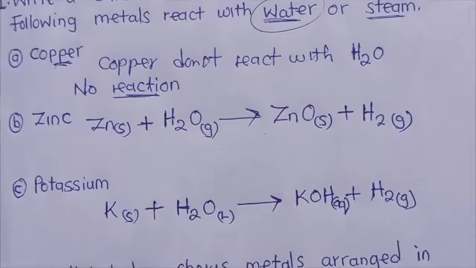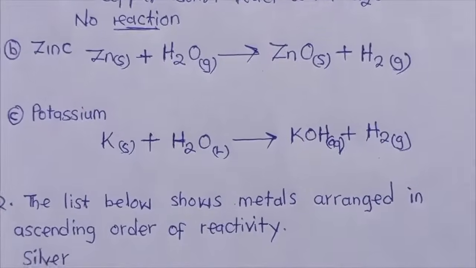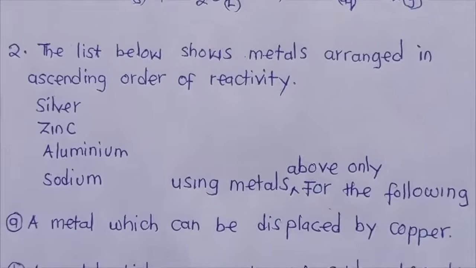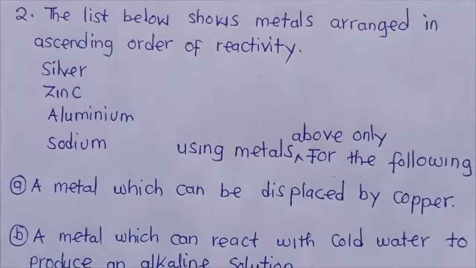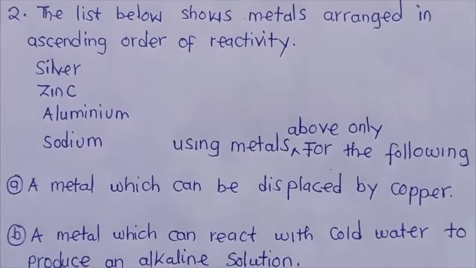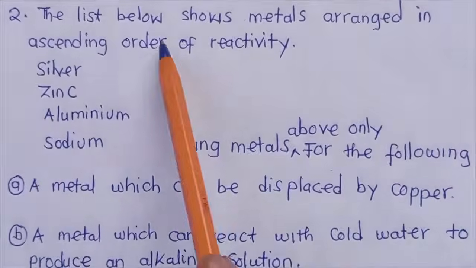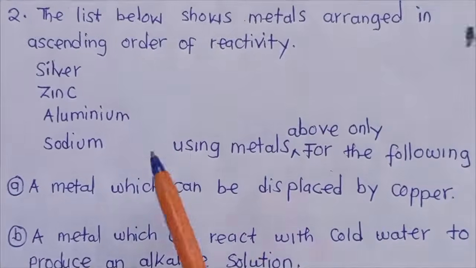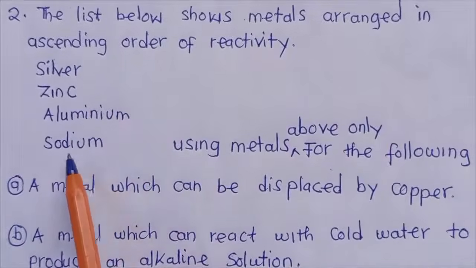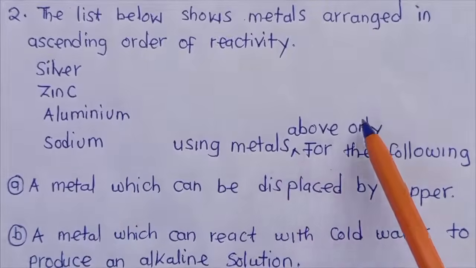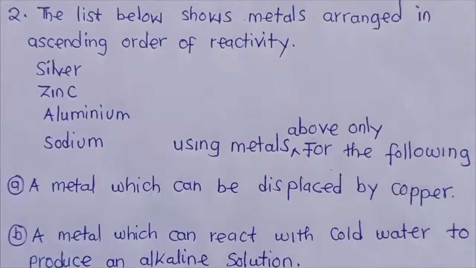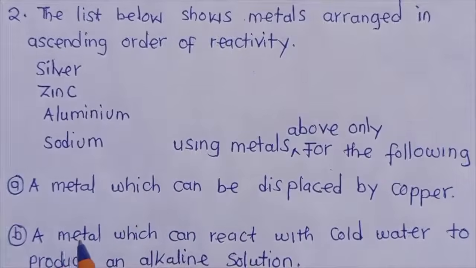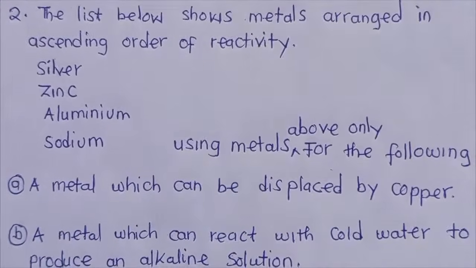We move now to the next question. This is question number 2. I guess we are able to see it. So without wasting much of your time, the question is saying, the list below shows metals arranged in ascending order of reactivity: silver, zinc, aluminum, and sodium. Using the metals above only for the following questions, so just using these, not other metals that are not listed here.